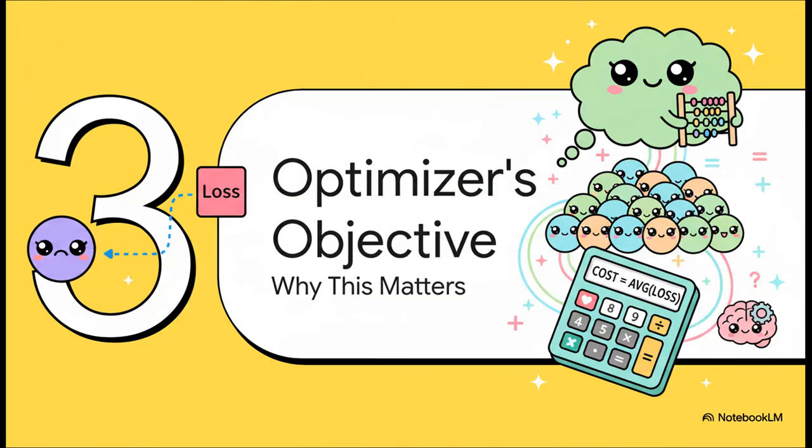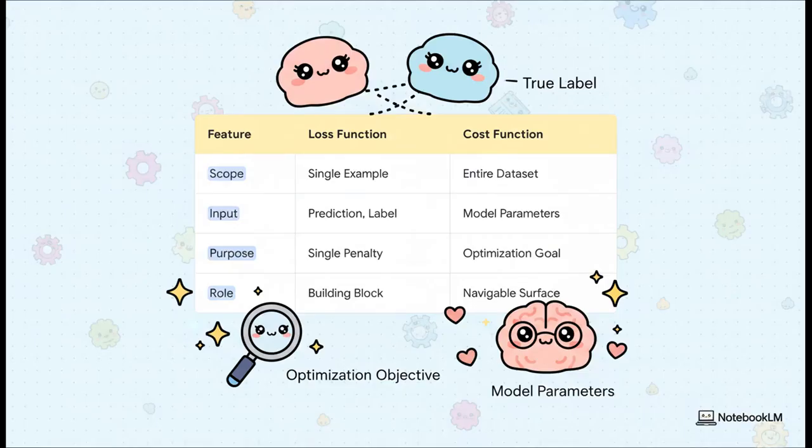Okay. So one is for a single point, the other is for the whole data set. Big deal, right? Well, yeah, it's a huge deal. Why is this distinction so incredibly important for actually training a model? This is where it all clicks. This table right here really nails down the different jobs these two functions have. Let's walk through it. First, look at scope. We've got that down. Loss is for one example, cost is for the entire data set.